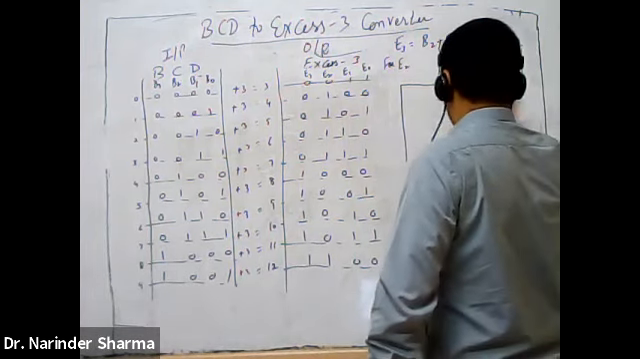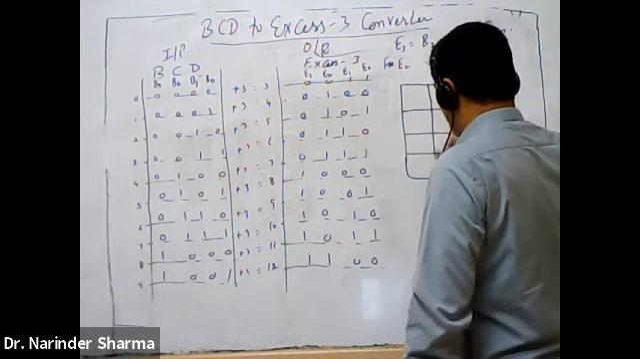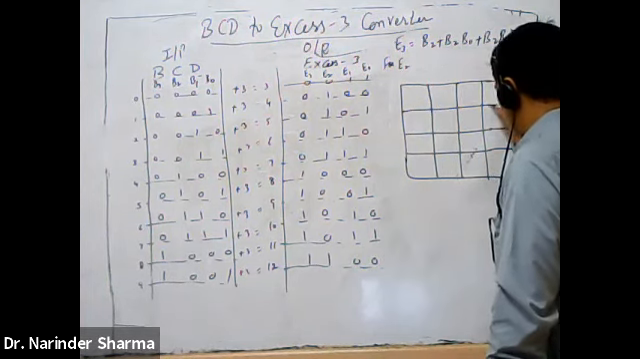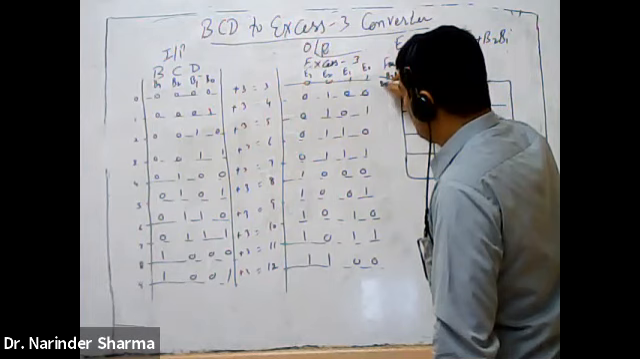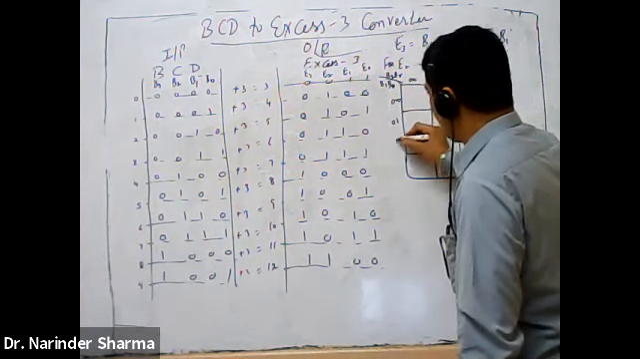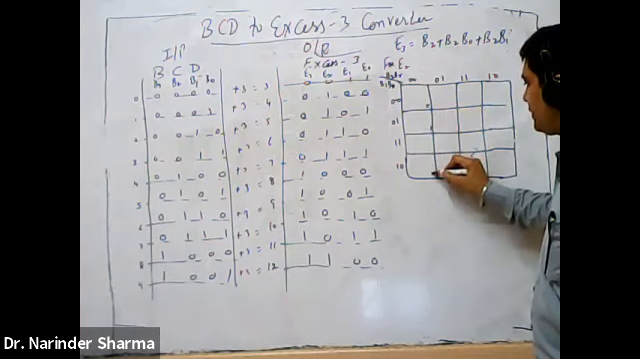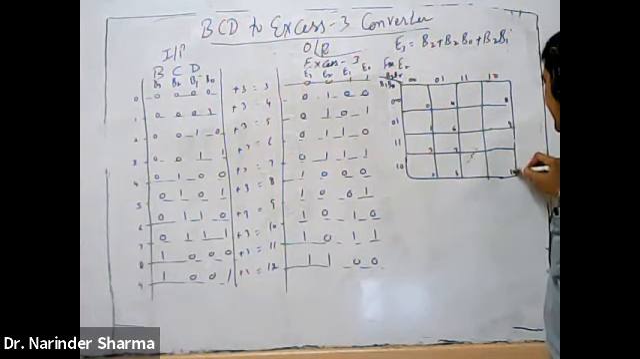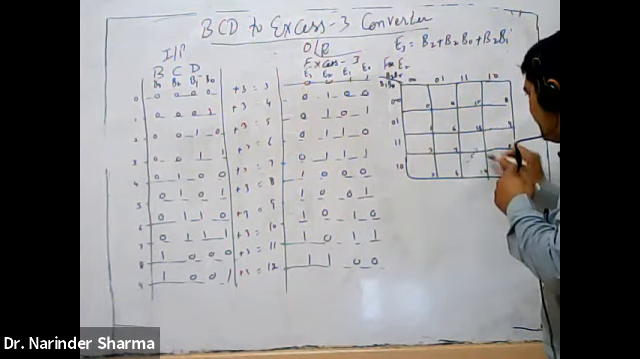Here you will find a 4 variable K-map. Draw the K-map first. Then horizontally and vertically write B3, B2, B1, B0, with 0, 0, 0, 1, 1, 1, 1, 0, and 0, 0, 0, 1, 1, 1, 1, 0. Number it as 0, 1, 2, 3, 4, 5, 6, 7, 8, 9, 10, 11, 12, 13, 14, 15.